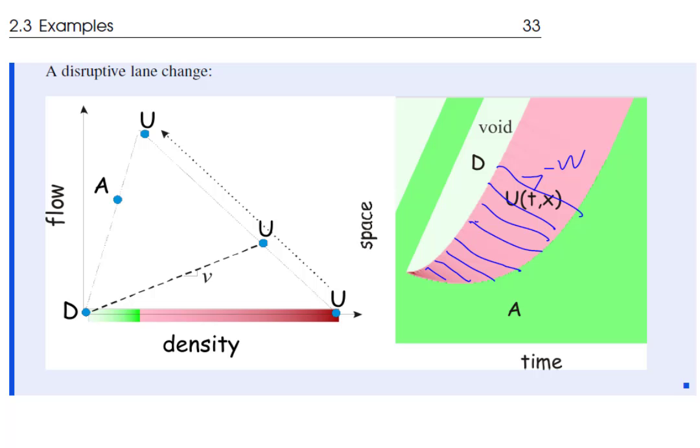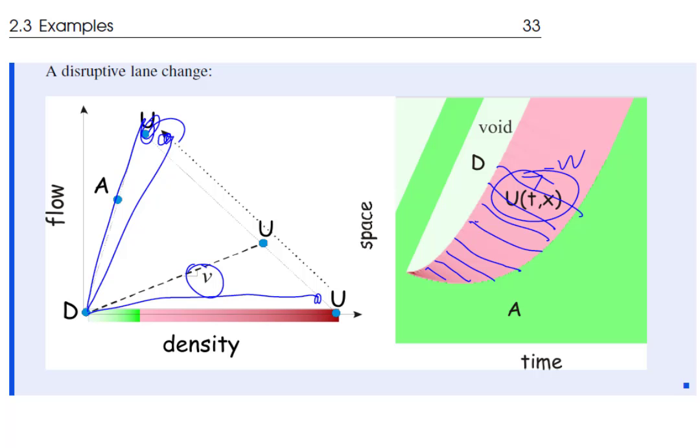And again, the speed of the lane changer goes from here, probably started near here, and then went all the way following this arrow, and ended up somewhere here or here. So that's why we said that this is a U of t comma x. It depends on where you are.